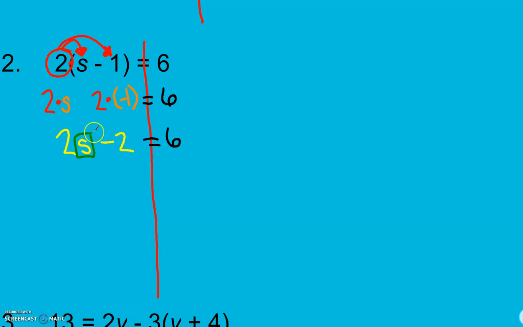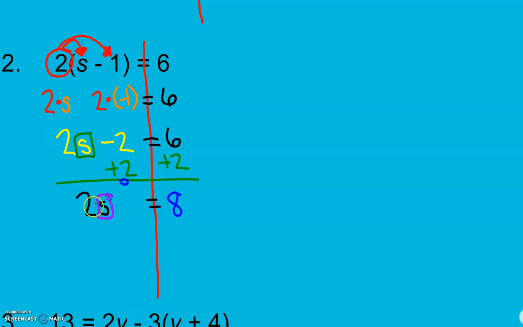I get rid of anything that's not attached to my variable, any adding or subtracting first. So I get rid of subtracting 2 by adding 2, and whatever I do to one side, I have to do to both to keep it equivalent. I did not change my 2s. Negative 2 plus 2 is just 0. 6 plus 2 is 8.